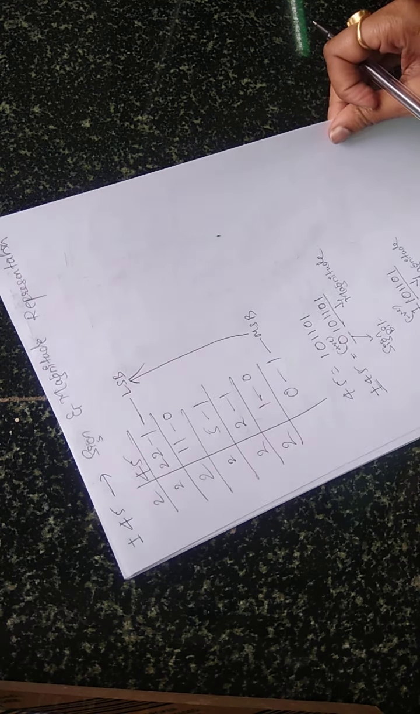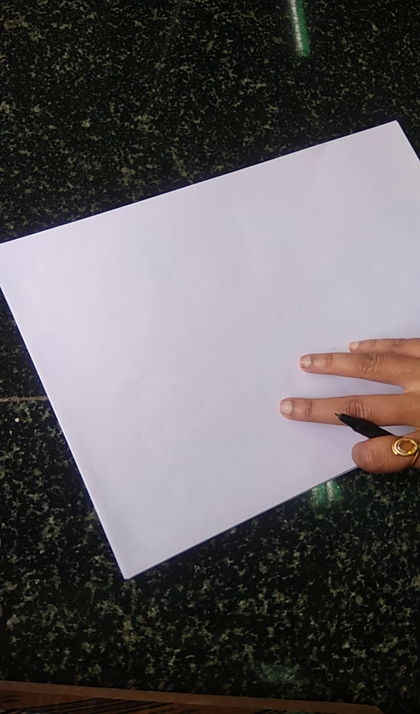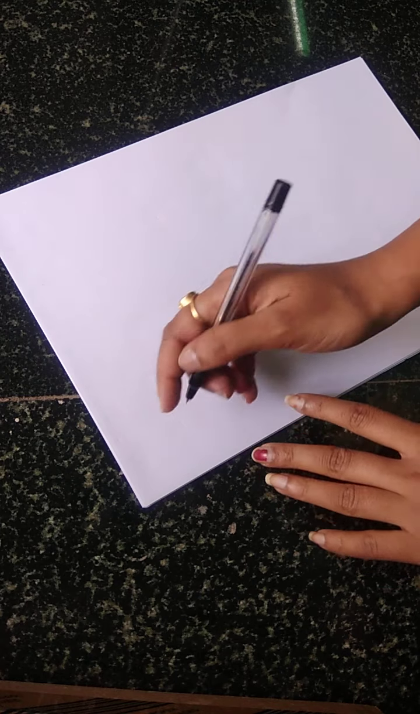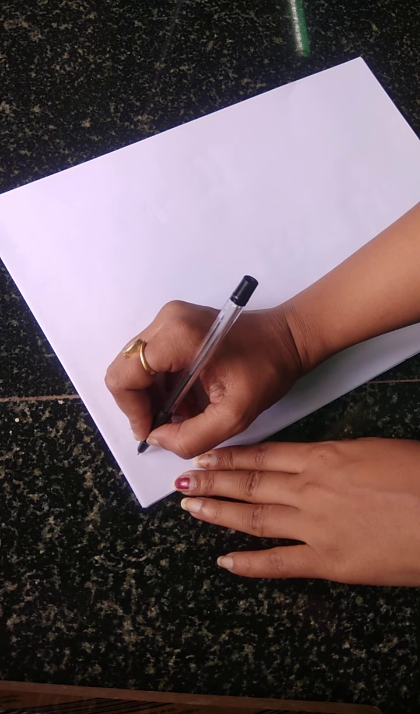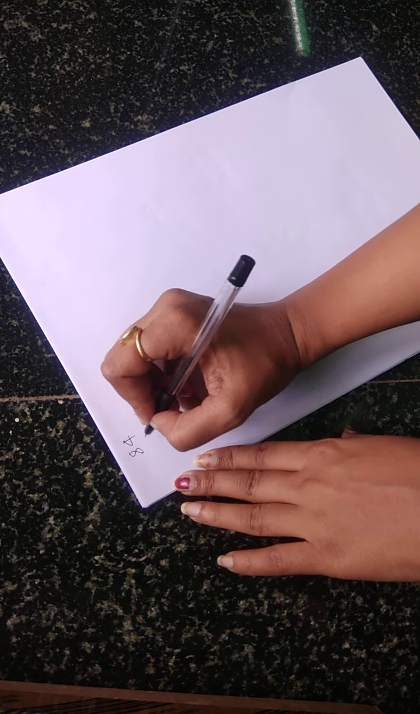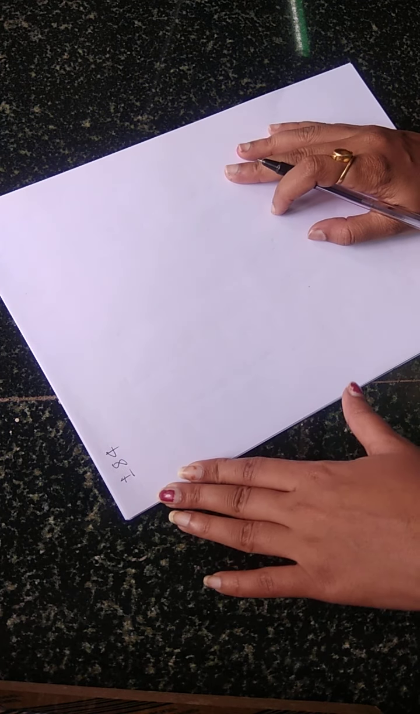Then let me take one more example. If we have any confusions, you have to clarify. So I'll take a little bit bigger one now. We'll go for 84, plus or minus 84.